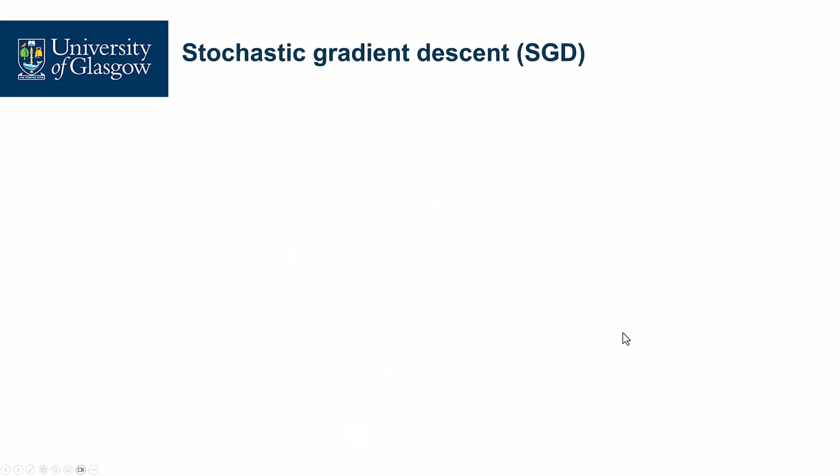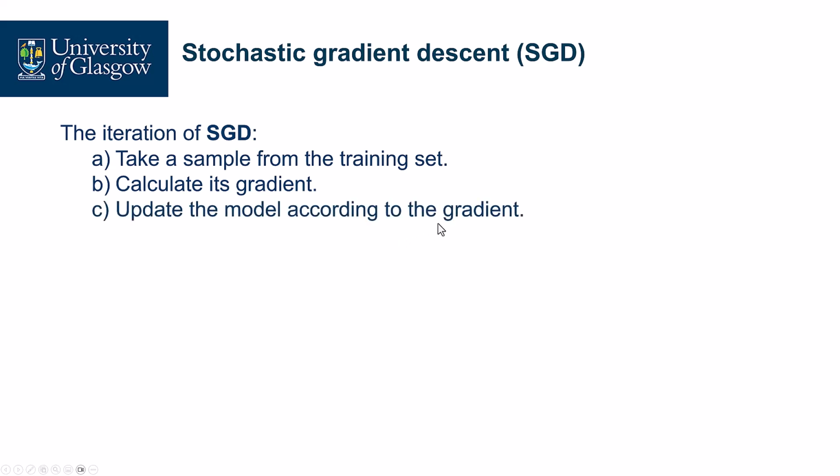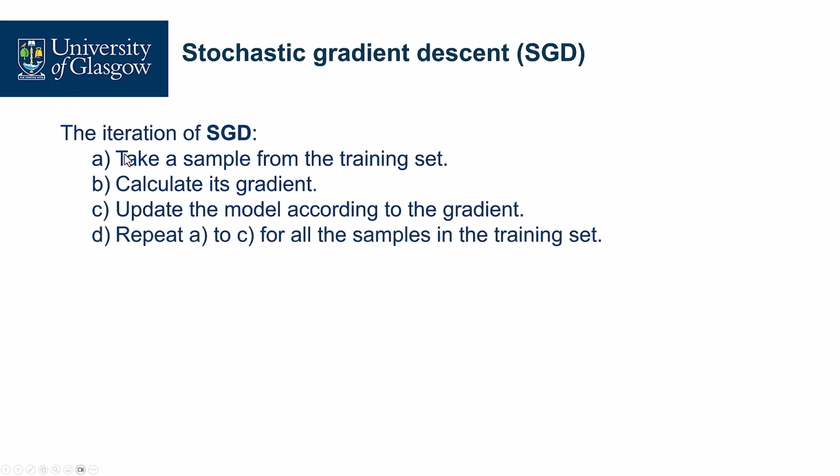The other one, we call it stochastic gradient descent. In stochastic gradient descent, we don't calculate the gradients of all the samples, but we take a sample from the training set in each step. We take a sample, we calculate this gradient, and based on this, we update the model, the A and B values, according to the gradient of this sample. Then I repeat these three steps until all the samples are used. Right? So this one we call stochastic gradient descent.